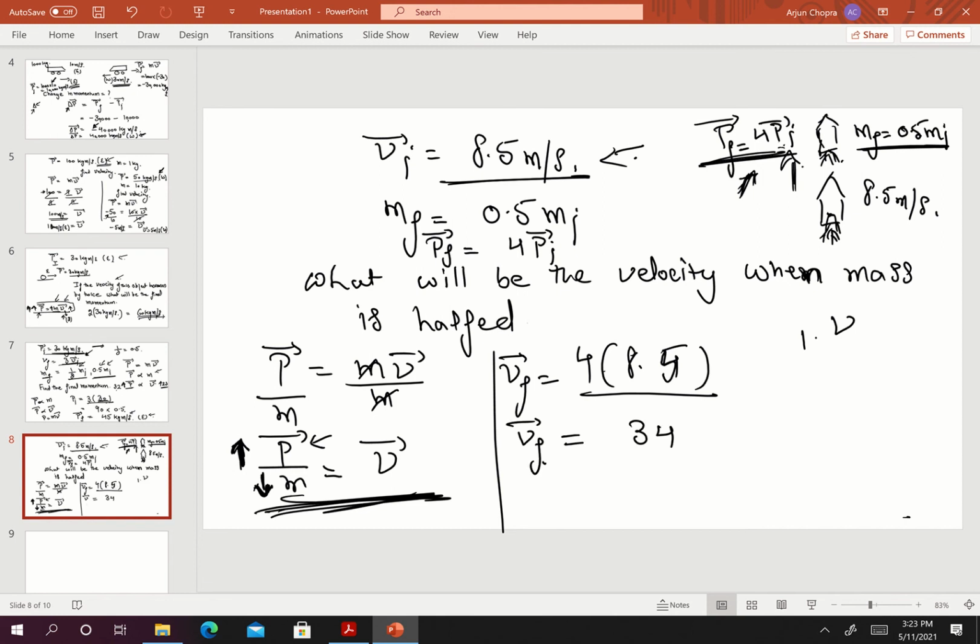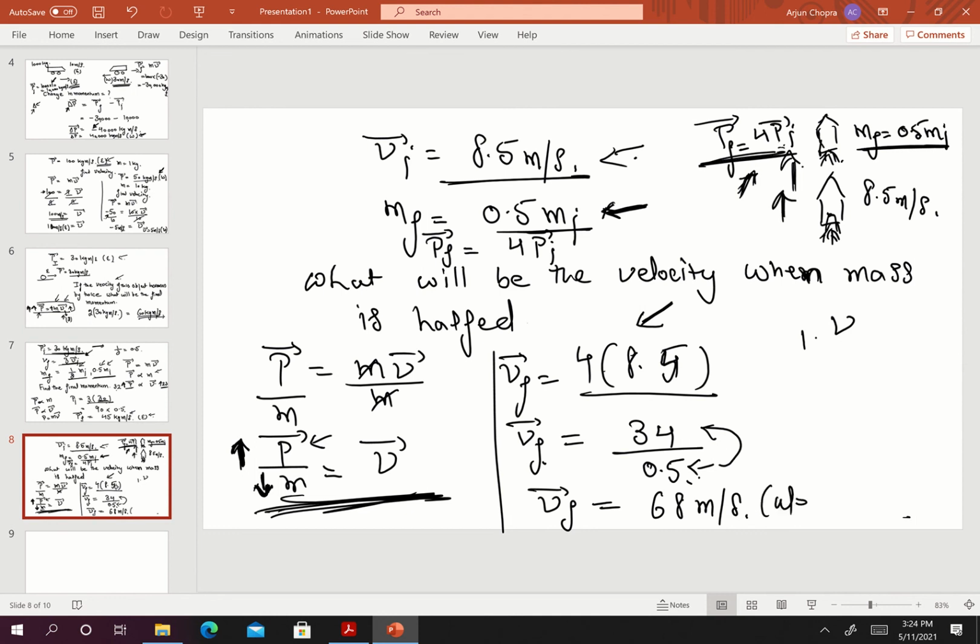So this is not actually the final value, this is just the impact of momentum. Now we will also find the impact of mass. So the final mass is 0.5 times the initial mass. So I'll place 0.5 down here. Because this number is less than 1, this will actually end up increasing the final velocity. So basically what's happening is the final mass is reducing, it's not increasing. So that's why the final velocity has gone up. So the final velocity is 68 meters per second. And it will be in the same direction, upwards. So that will be the answer.